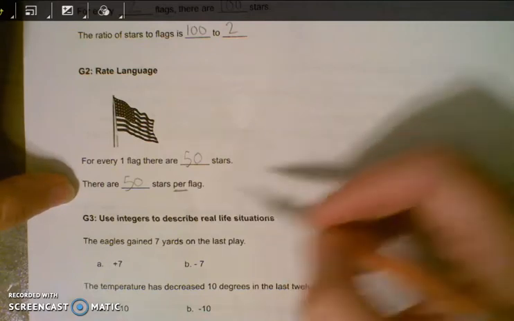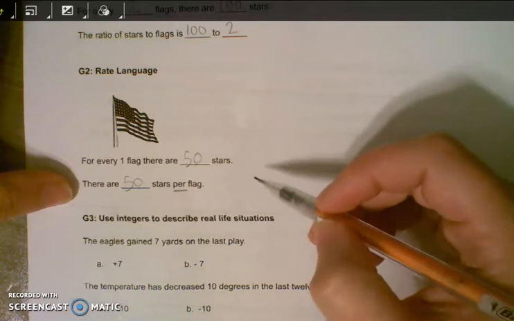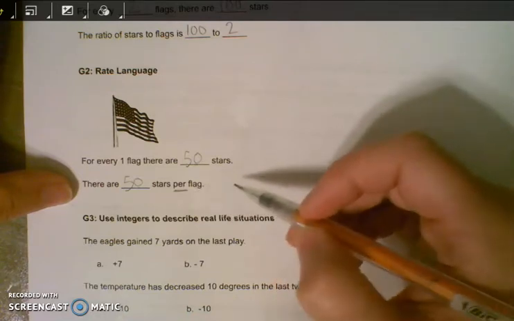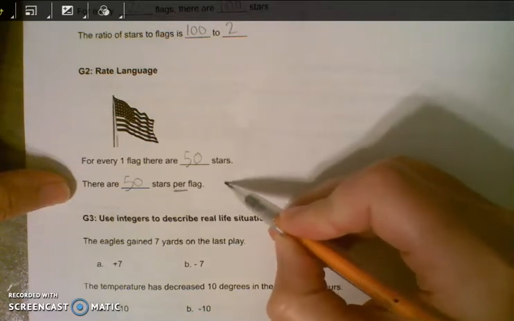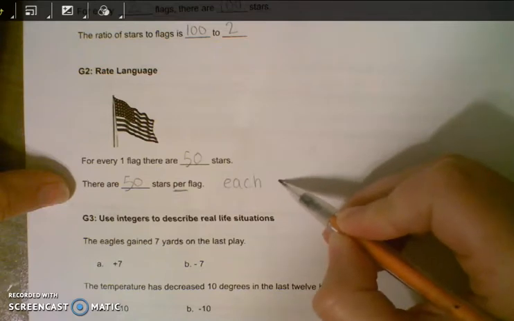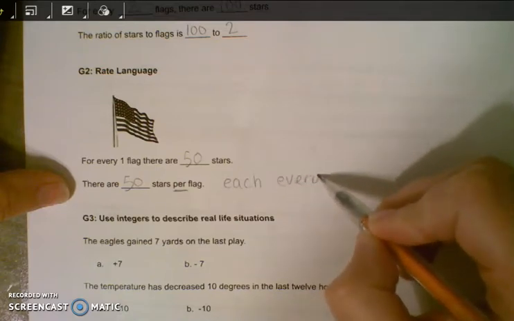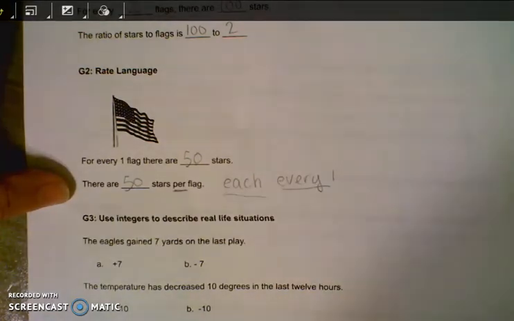When you hear per flag or per mile or per gallon, they're talking about a comparison using 1 flag or 1 mile or 1 gallon. You also want to watch out for words like each or every one. They're also keywords for finding unit rate.